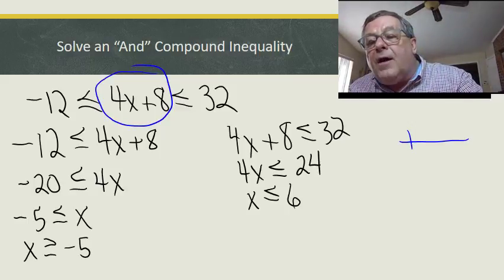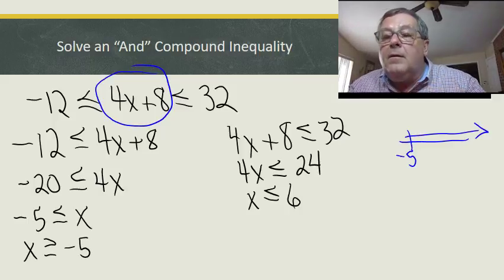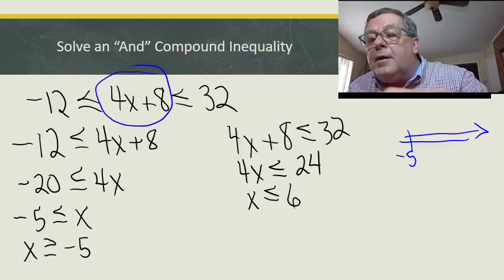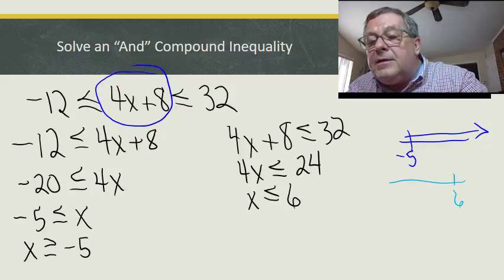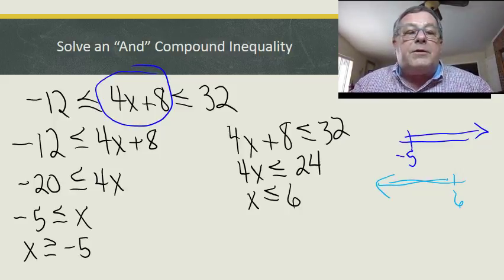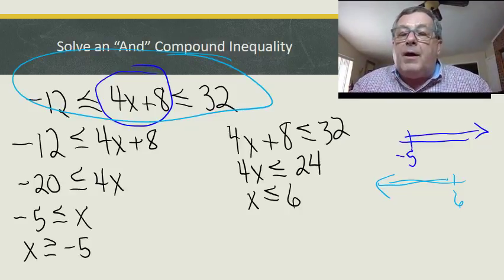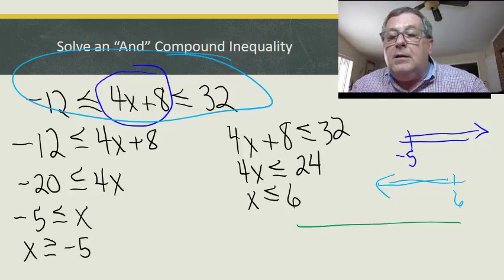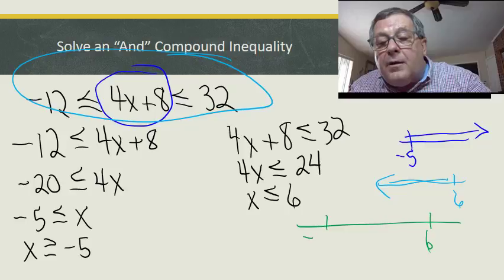But if I were just to simply graph this first part right here, where x is greater than or equal to negative 5, and let's say that's negative 5, well, my graph would be going this way, at the negative 5 mark. And if I were to graph this second portion right here, where x is less than or equal to 6, let's say this is 6, my graph would be going this way. But in order to accurately represent this entire expression, or this compound inequality, I'm going to have a number line. It's going to look like this. Let's say that I've got 6 right here, and I got -5 right here.